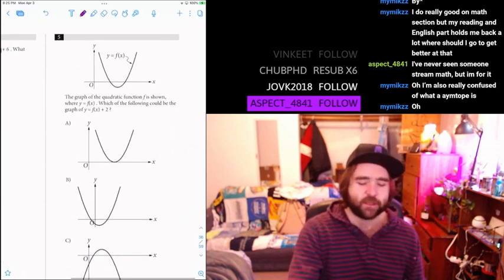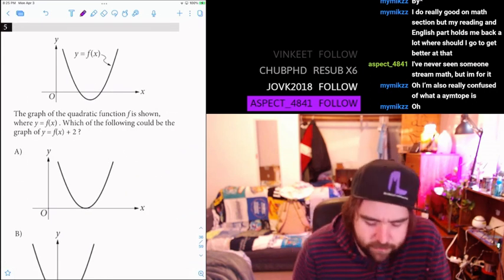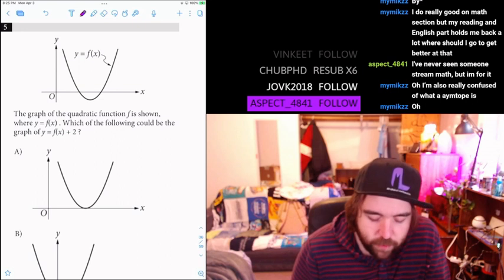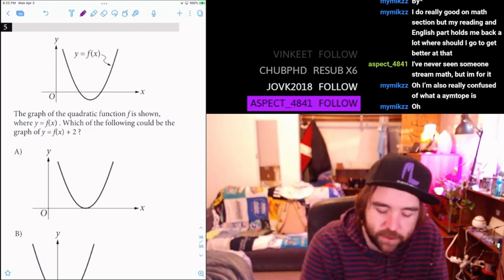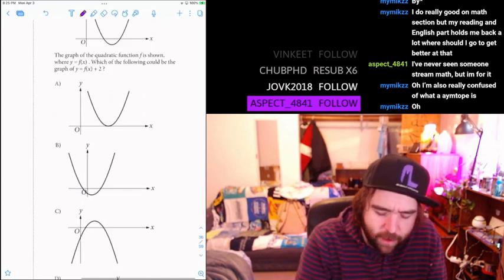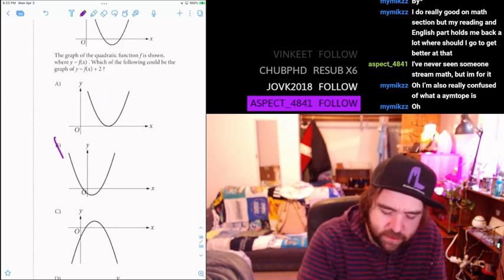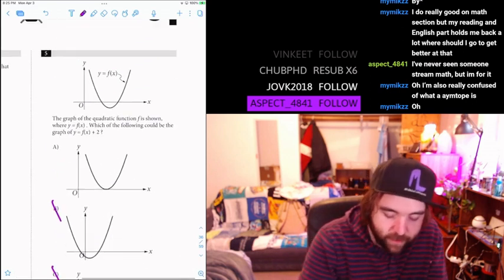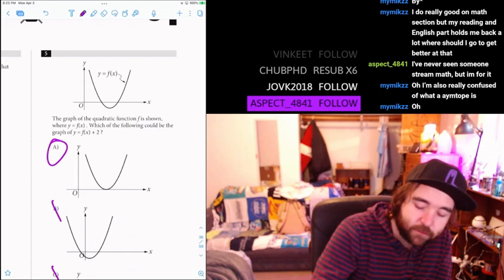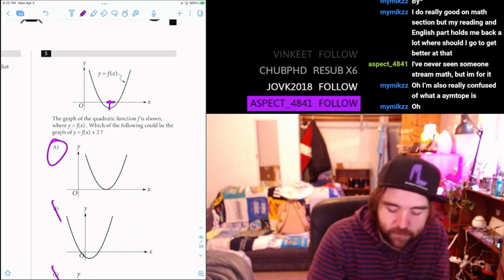This is the no calc. It's actually a very short section. So the graph of the quadratic is shown. Which of the following could be that plus 2? So remember, plus 2 on the outside of the function just means the whole thing goes up 2. So this looks like it's going sideways. We're not trying to turn it upside down. And we're definitely not moving it left to right at all. So it's just got to be that one. So see how they just moved it up 2.